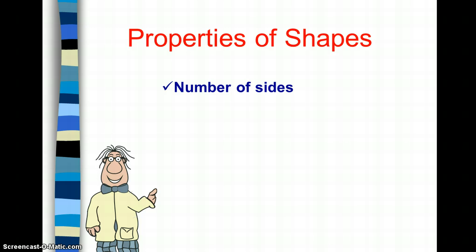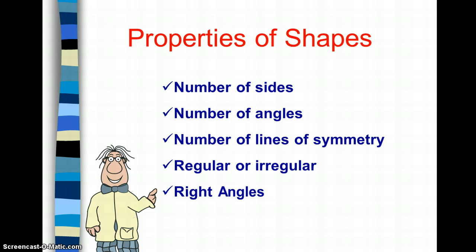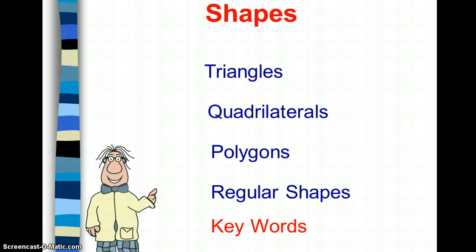Properties of shapes. We have a number of sides, number of angles, number of lines of symmetry, and regular or irregular shapes. Right angles, parallel lines. We've got all that kind of terminology that you need to know. We have shapes, triangles, quadrilaterals. What does quadrilateral mean? Four-sided shape. Four-sided polygon. Because a polygon is a shape that's got straight sides and it's two-dimensional.